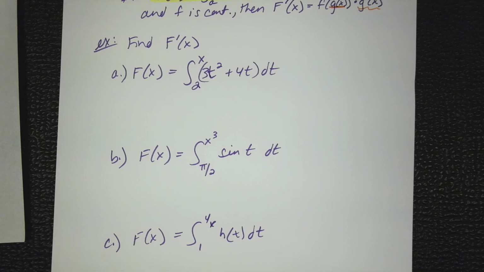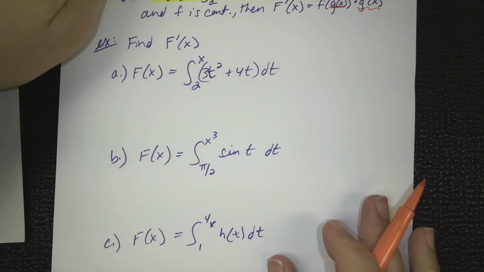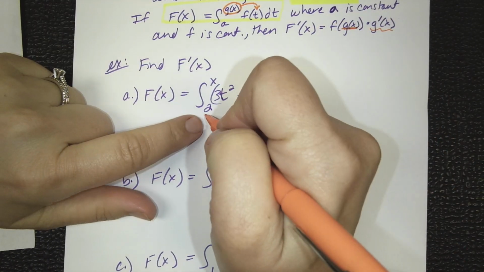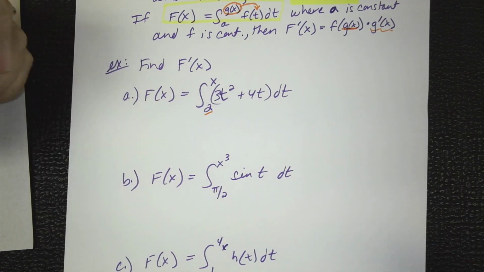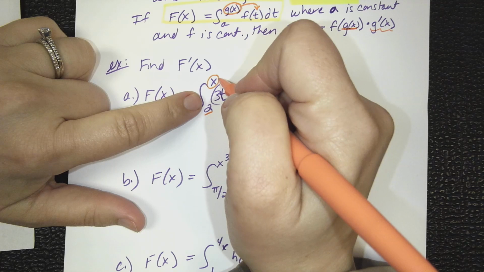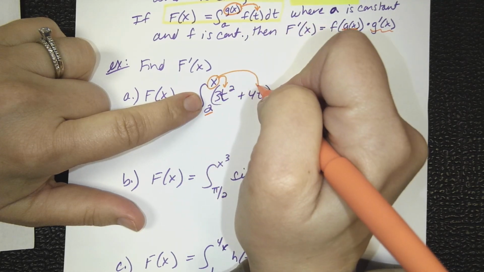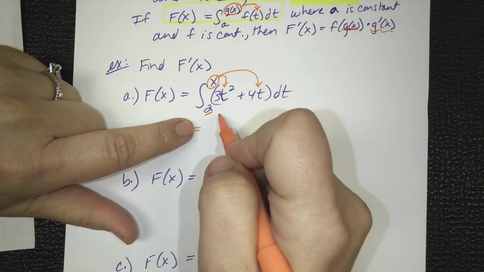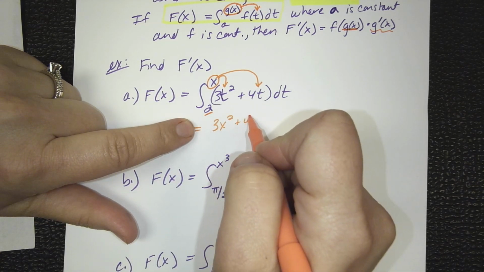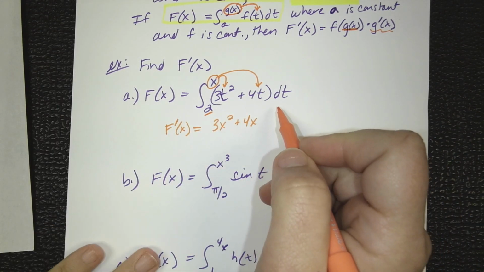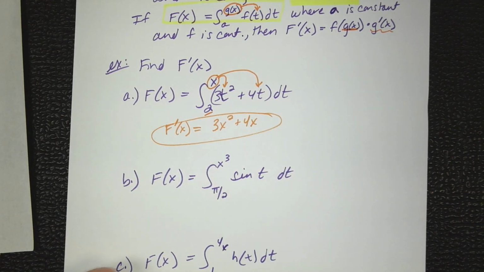All right, so here we go. Here's all you're doing. I'm seeing x's, but then I'm seeing t's and a capital F. Oh, this must be the second fundamental theorem. What do I have to do? Is this constant? Yeah, that's a 2, right? If this is an x, then all you have to do is plug it in everywhere you see a t. What would this be equal to? 3x squared plus 4x. That is the derivative of the function.